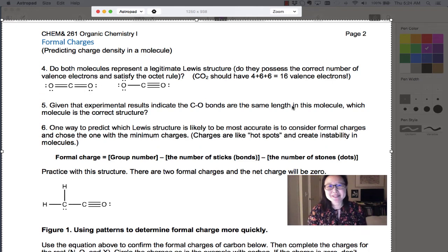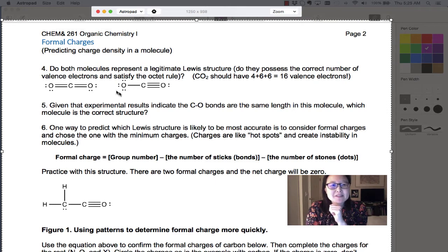Hi everyone, welcome back. We're going to focus on formal charges in this lesson. We're going to look at the charge distribution. A molecule might be neutral overall, but if it has certain areas of positive or negative charge that is, in a sense, built up on certain parts of the molecule, that can explain a lot of the reactivity and the properties. So let's start with this basic question here.